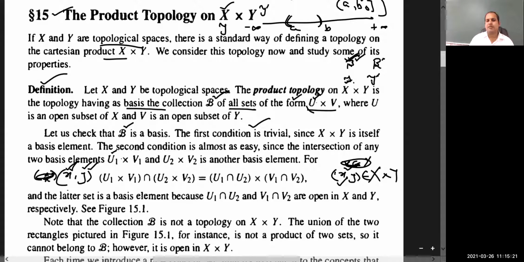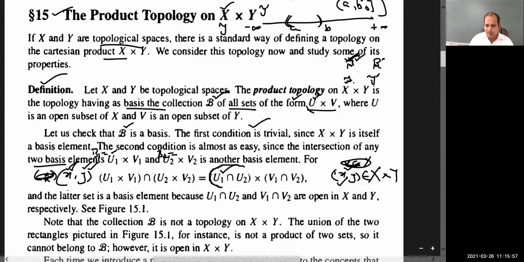Now, the second condition is almost as easy, since the intersection of any two basis elements. Suppose there is one basis element, say B1 equal to U1 cross V1, containing this (x, y), and suppose there is another basis element, say B2 equal to U2 cross V2, containing this one. Then we know that their intersection, U1 cross V1 intersection U2 cross V2, using set theory, I can write as (U1 intersection U2) cross (V1 intersection V2).